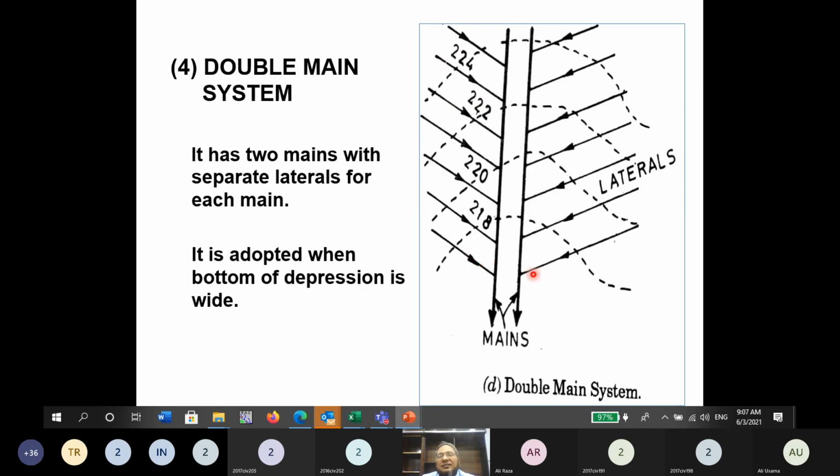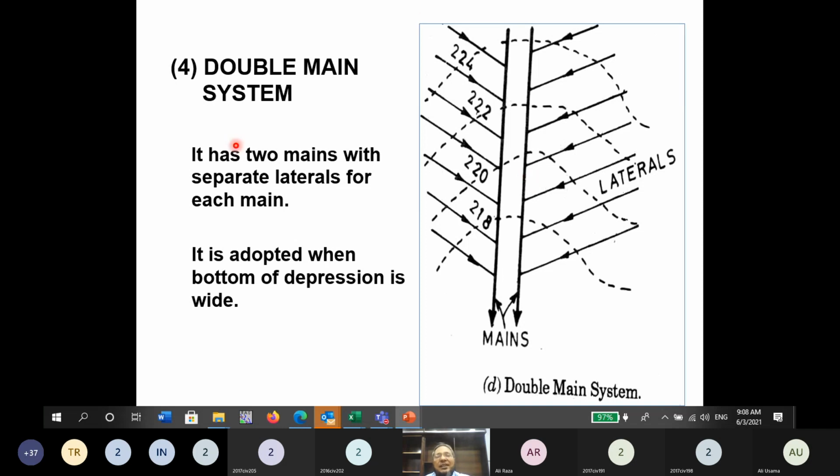And if you see, these are the contours. So again, there are peaks here, the curves. So it shows what this location is where we have provided two mains. Actually, this is again a depression. All right. So this is a valley. This whole is a valley, but this valley is very wide. Why have we provided two mains? Because the valley is wider. All right. So this is called a double main system.